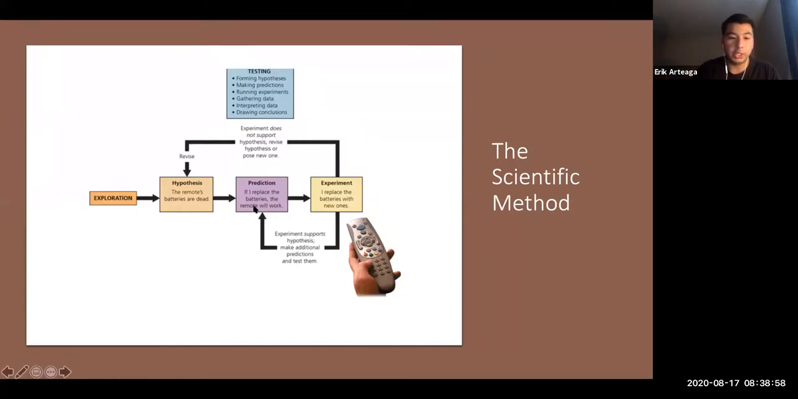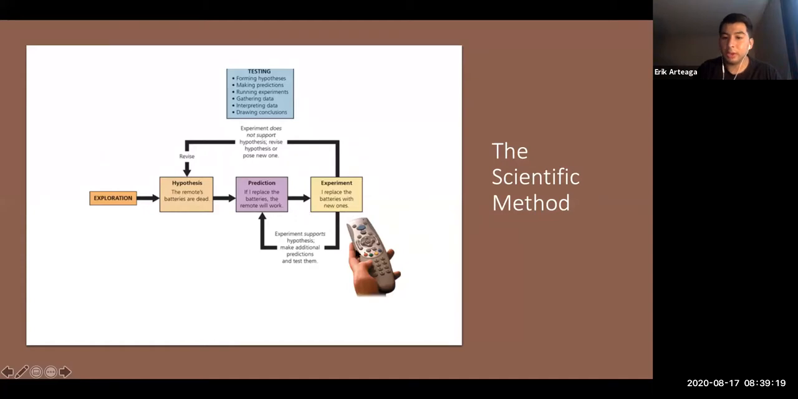So here's a prediction. If I replace the batteries, the remote will work. Okay, and that goes off of your initial hypothesis. You're testing something here, which is changing the batteries. Okay, experiment: I replace the batteries with new ones. So the experiment supports the hypothesis. The remote does work after you change the batteries. Okay, so this is kind of going down that flow chart.